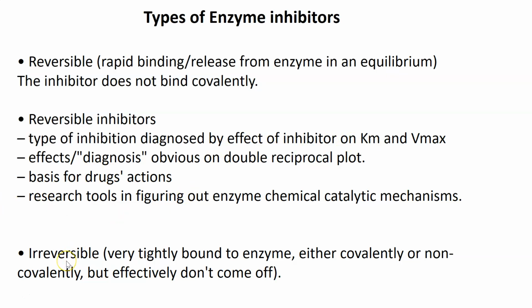Irreversible inhibitors, as the name suggests, are very tightly bound to the enzyme, and they essentially don't come off. Once they're bound, that's it, they're bound. They can be bound covalently, which explains why they don't come off, but in some cases they're not covalent. They're so tight that they effectively don't come off, even though they're not covalently bound.